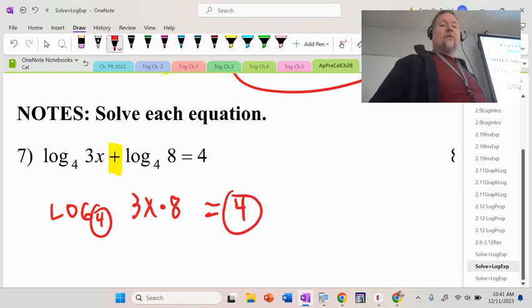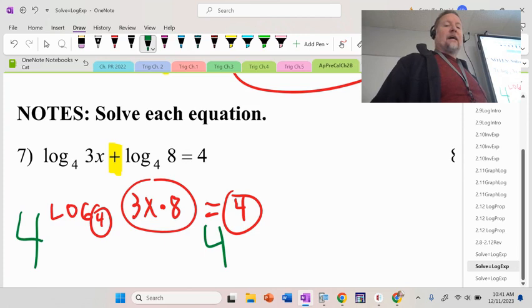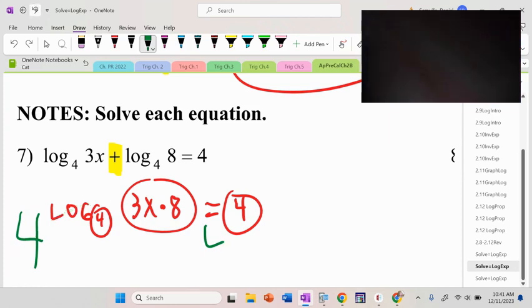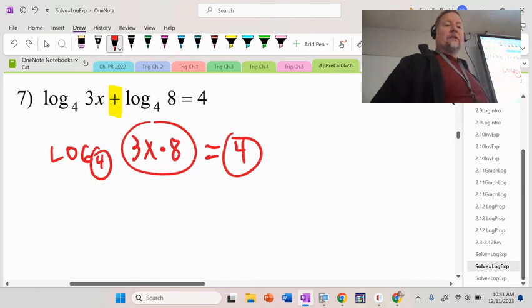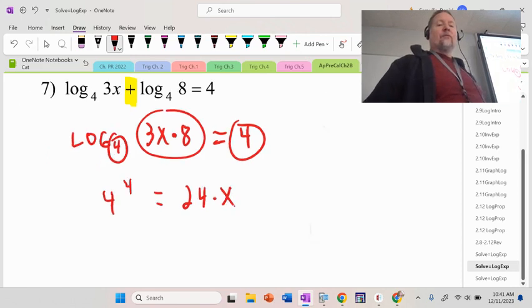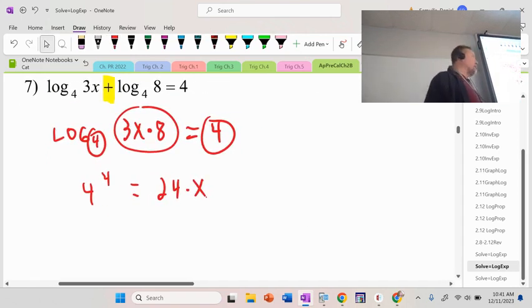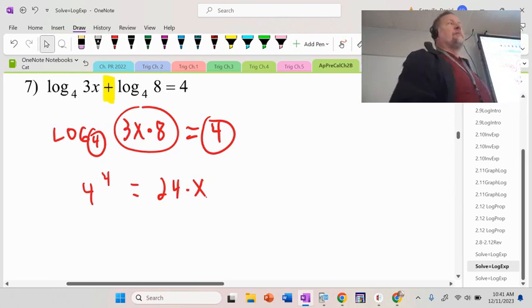Base, exponent, answer. Or in AP, make 4 the base on both sides, and then this cancels, and you're left with 3x times 8. But I'm not doing that, but I am, but I'm not. I want you to know how to change a logarithm to an exponent, because I told you you're doomed if you can't do that. This will be an F triple minus test if you can't change a logarithm to an exponent and vice versa.